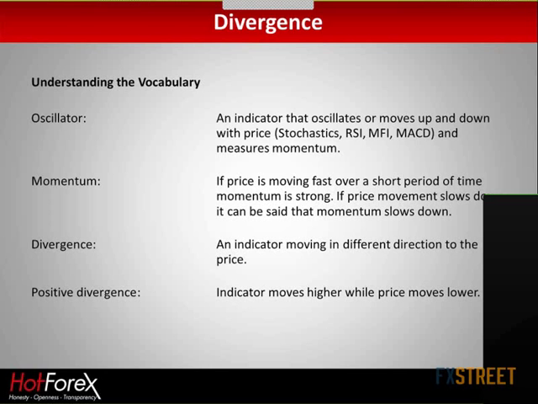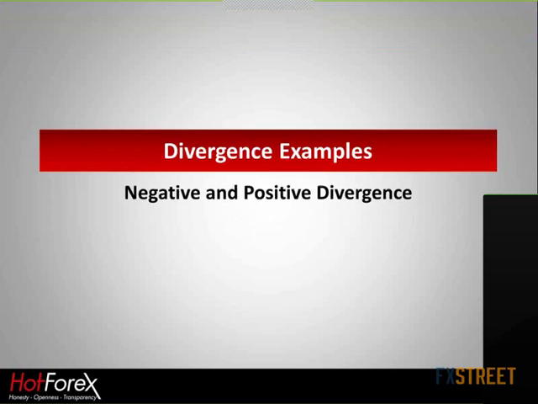Positive divergence: the indicator moves higher while price moves lower. Negative divergence: the indicator moves lower while the price is still making higher highs. I'm going to show you some examples soon, just to cover the basics. If I don't speak clearly enough, please let me know, because I can see that there are people from countries that don't have English as the first language. So if I'm not very clear in how I speak, let me know, and I'll try to slow down.